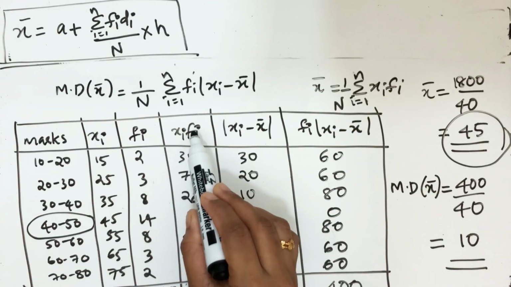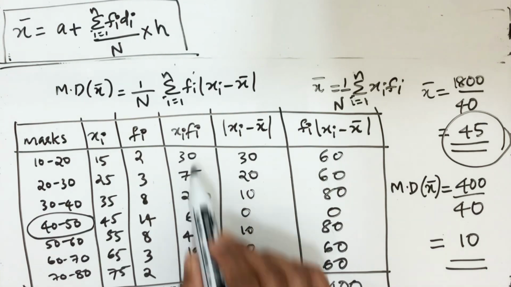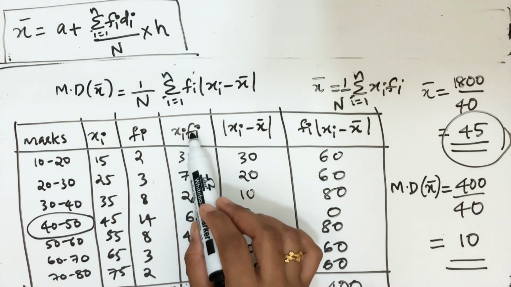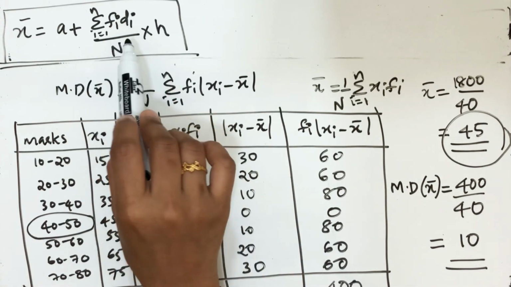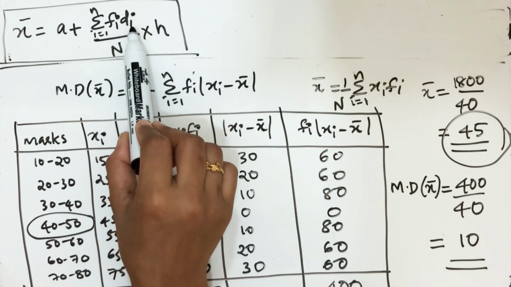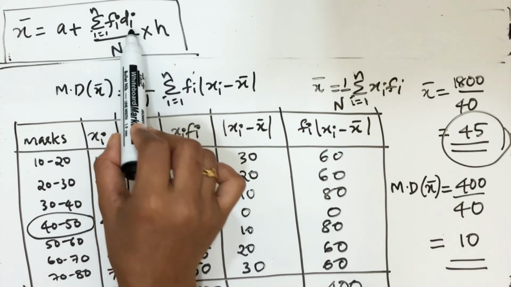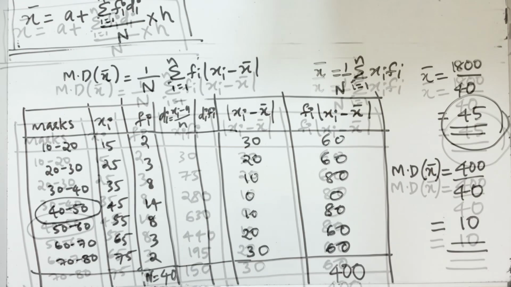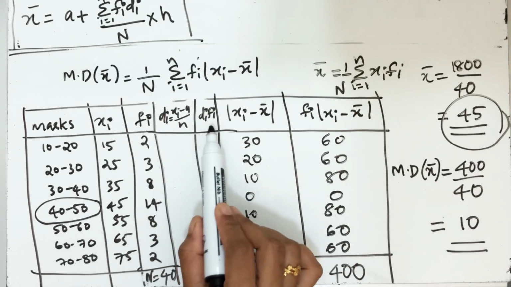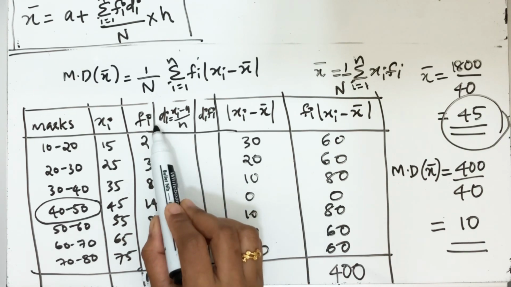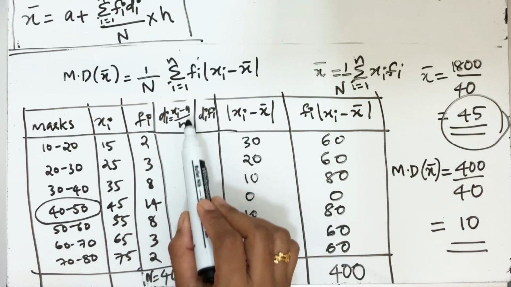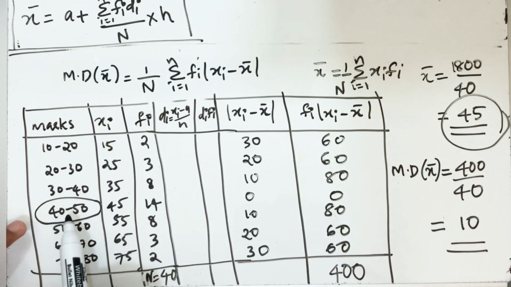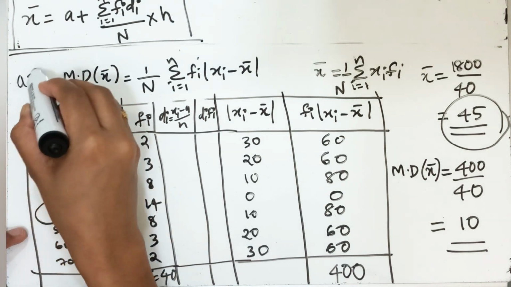Here we find xi into fi for finding mean x bar. So instead of this, we can find these values, that is di and fi into di. So we can make those two columns here. Instead of xi into fi, we made two columns. Di is equal to xi minus a by h. We know a is the middle value. Here I have already told a is equal to 45.